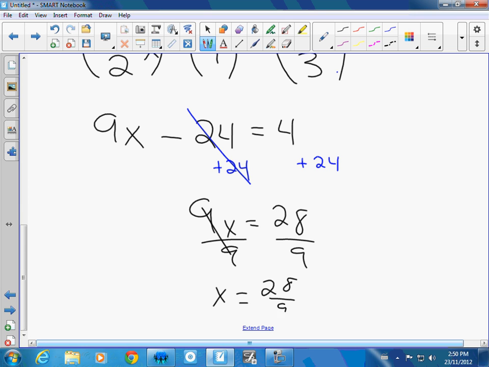Is that an improper fraction? Could you leave it as an improper fraction? By all means. Is it in lowest form? Yes, it is. So you're good.